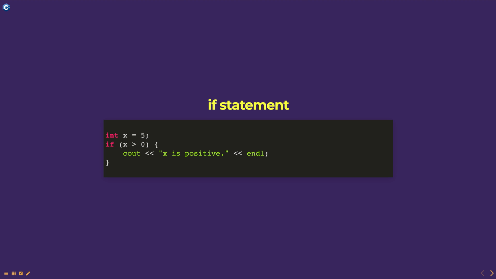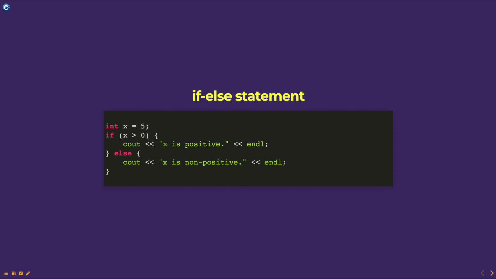Below is an example of an if statement that executes a block of code if a certain condition is met. If else statement: this executes one block of code if a certain condition is met and another block of code if the condition is not met.